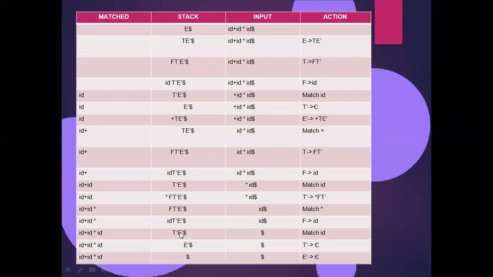And what is the remaining variable in the stack? E dash. E dash with dollar: E dash tends to epsilon. Push the epsilon into the stack, and in the place of this E dash we have epsilon. What it means is it is nullable. So finally what happened? The stack gets empty and the input buffer gets empty. Therefore the input string that we parsed is acceptable. So it is a successful completion. Now we halt, and therefore successful completion.